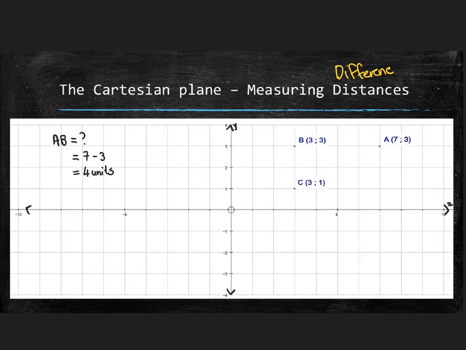What about the vertical distance? How far is it from B to C? Pause this video and try yourself. Good. So what we notice is that B and C are aligned vertically. Their x values are the same, but their y values are different this time.